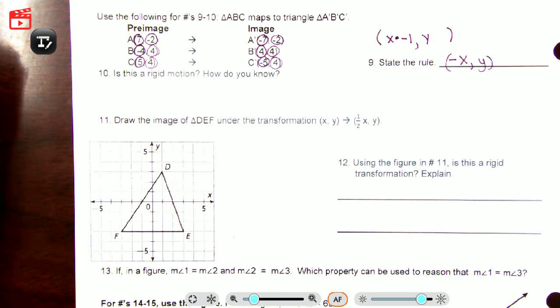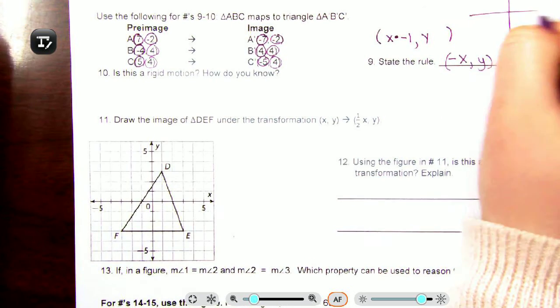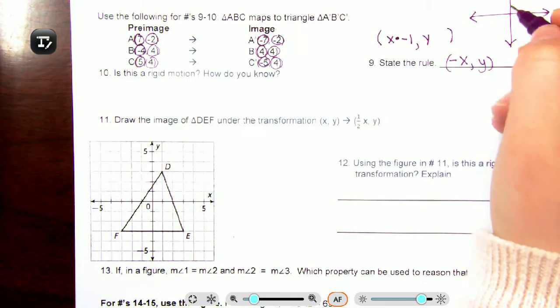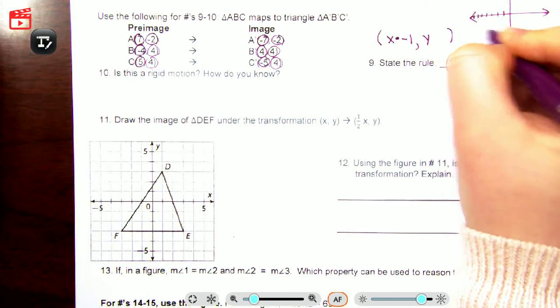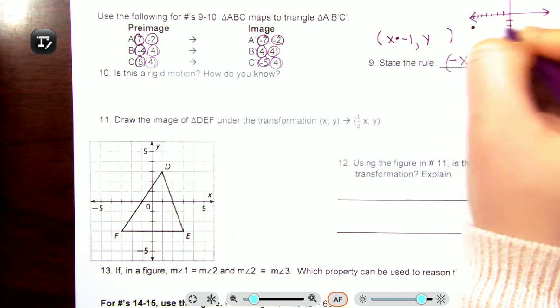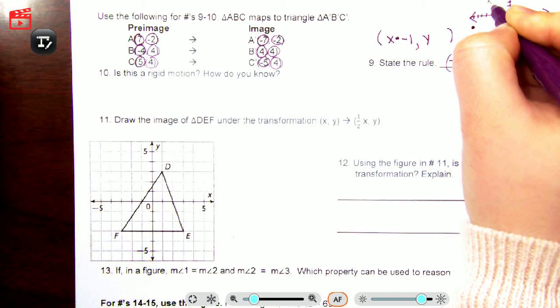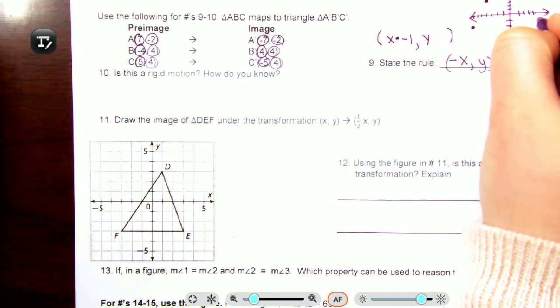You can always graph it. But in this case, let's graph it. Why not? We can graph it. So we have 7 and negative 2. 1, 2, 3, 4, 5, 6, 7. 7 and negative 2 is here. Then we have negative 4 and 4. 1, 2, 3, 4. Then we have 5. 1, 2, 3, 4, 5, and 4. So that's our triangle here.